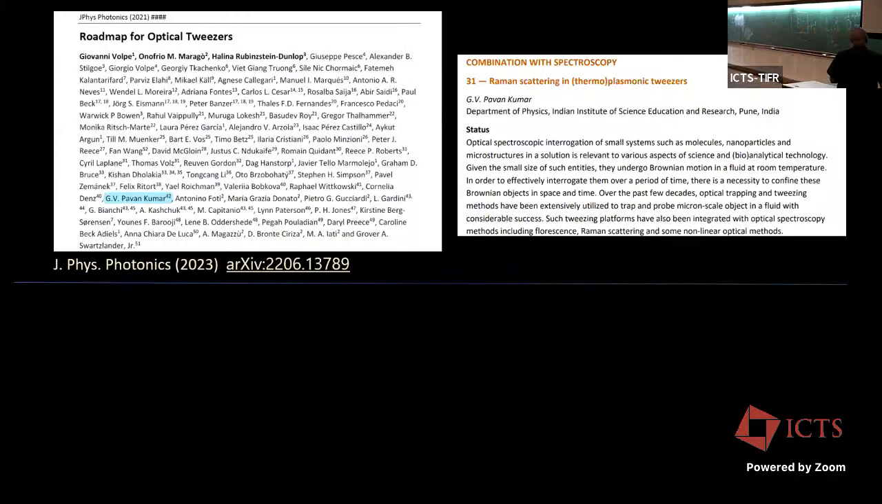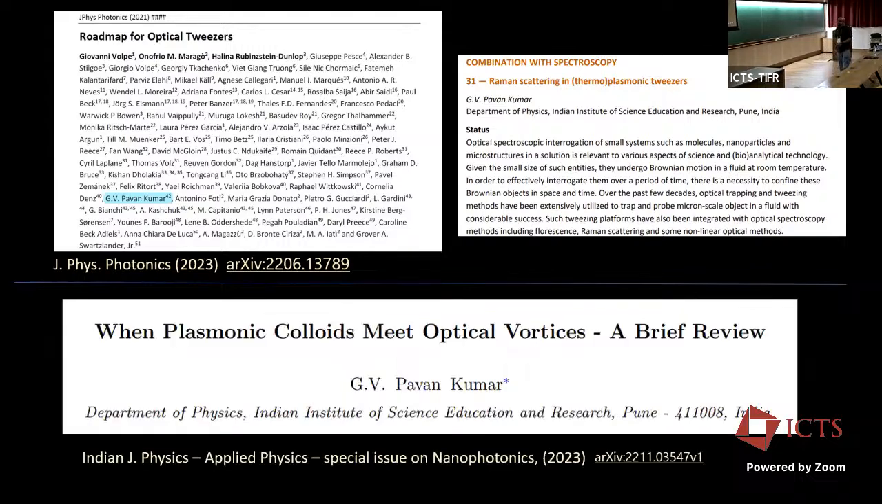A lot of what I've talked about has culminated in some of the articles I've written. This is a roadmap article where I've talked about how to trap and look at particles which are extremely small. There's also a recent special issue on nanophotonics, which brings in some things which are done within India and looks at the interesting questions which we are trying to understand. So all these articles are on arXiv. Please have a look at them, and if you are interested, you can go a little deeper.